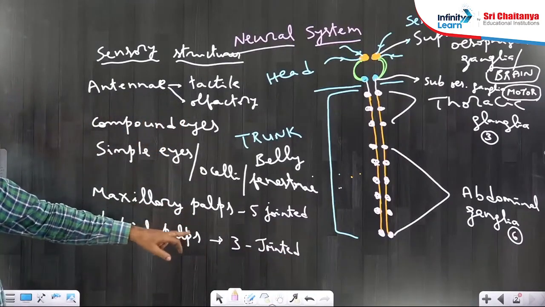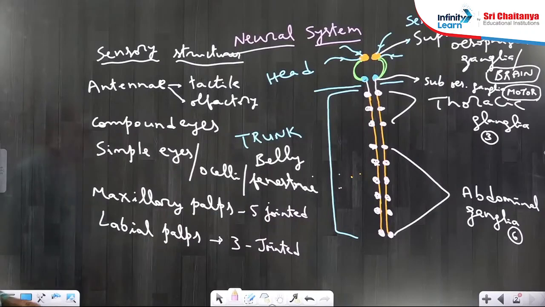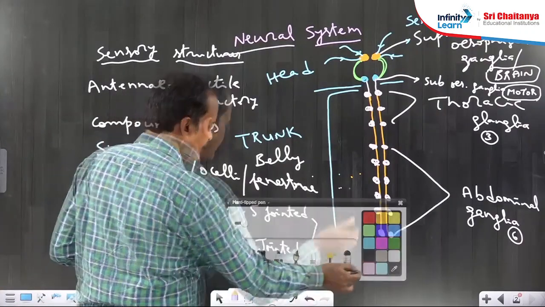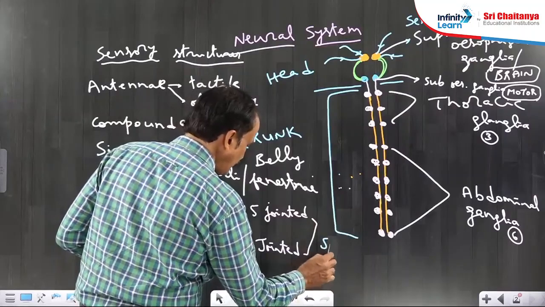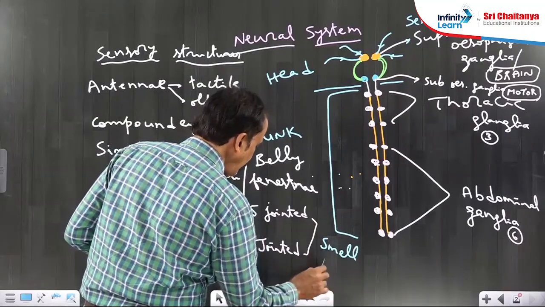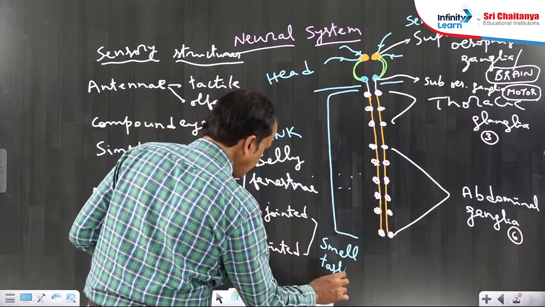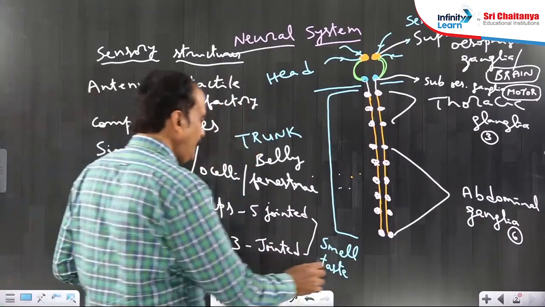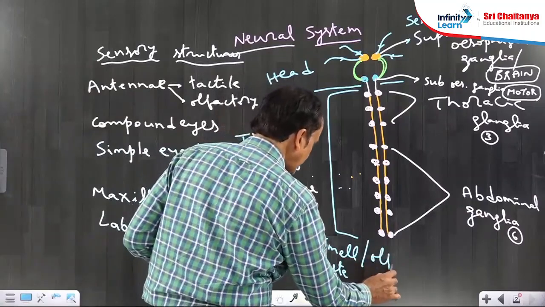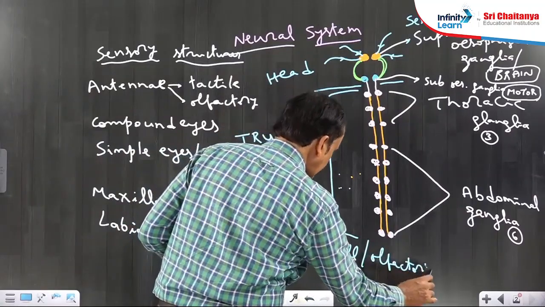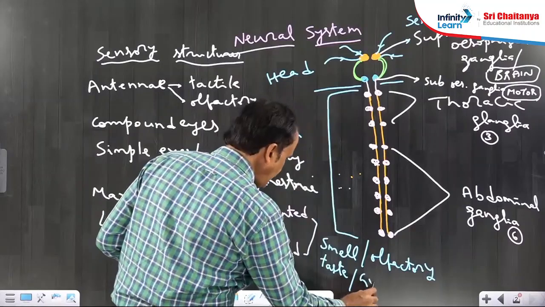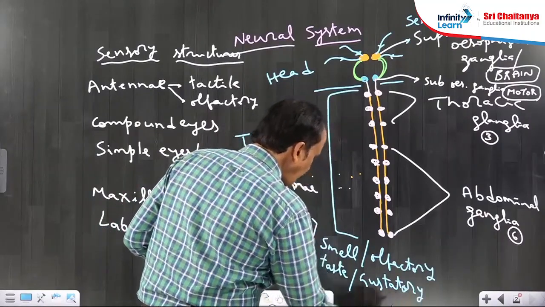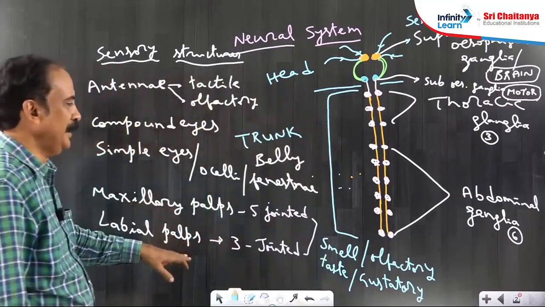These 2 palps, called maxillary palps and labial palps, are also sensory. They will be able to detect the sense of smell and sense of taste. Smell, as I said, is olfactory. Taste is called gustatory. So senses are not given in our book, but simply they say they are sensory in function.